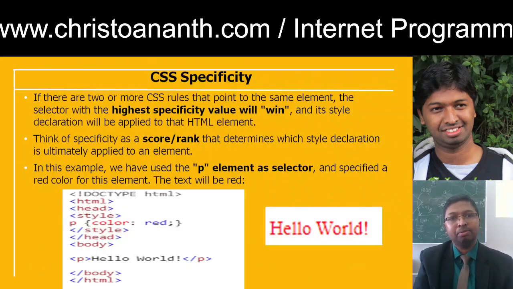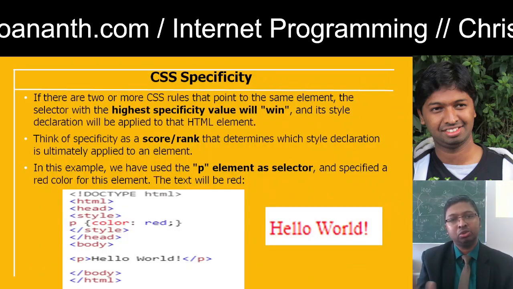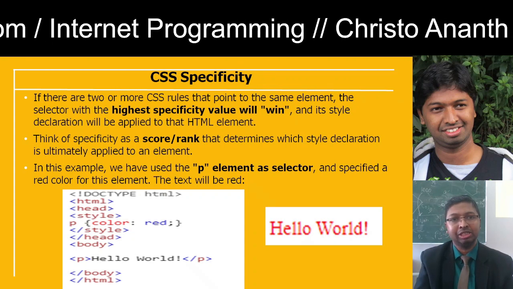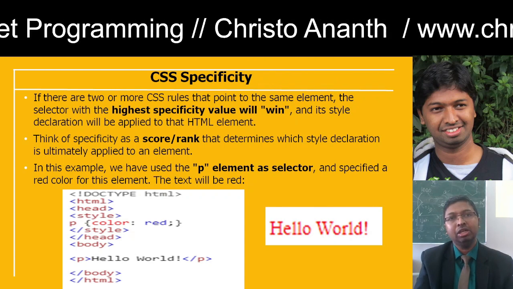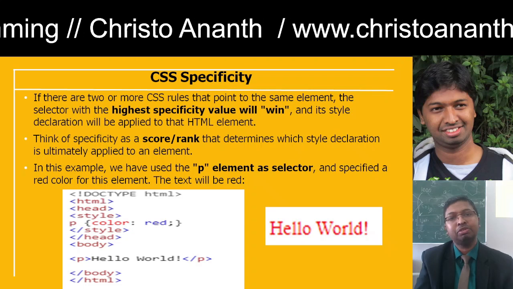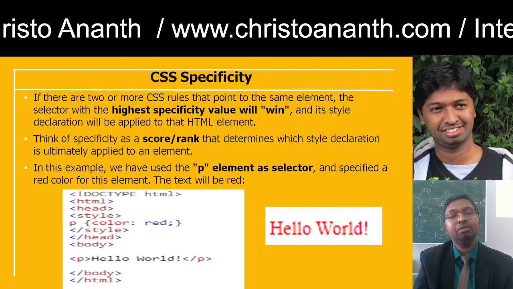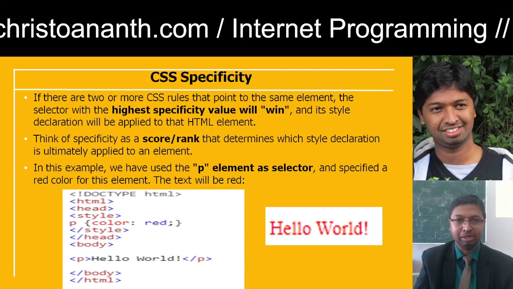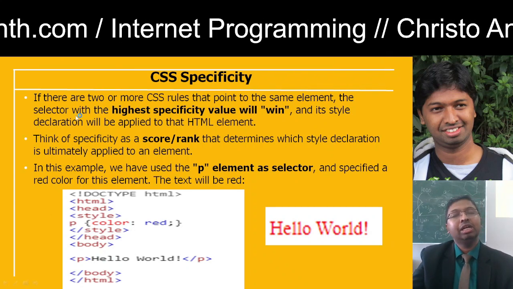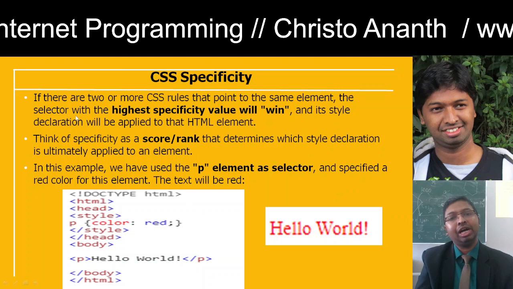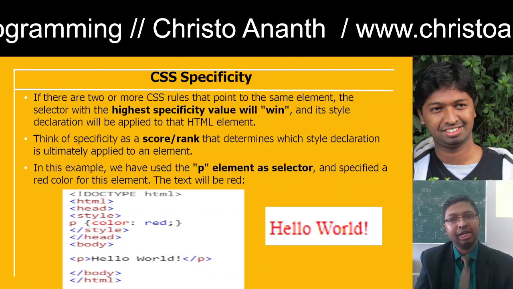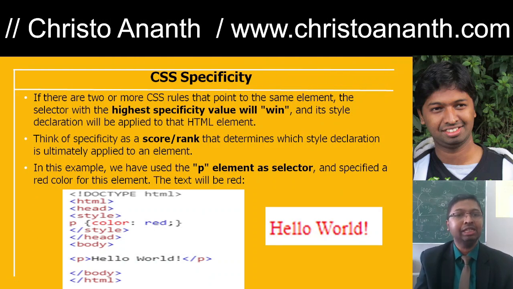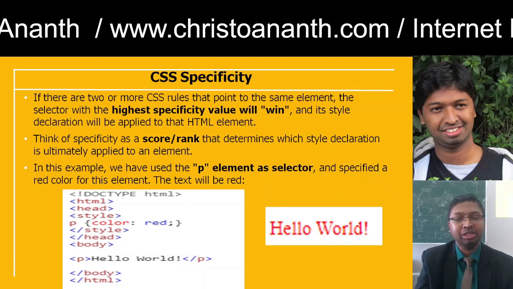In the case where there are two or more CSS rules to be applied, definitely the one with the highest specificity value will be given more consideration, and its style declaration will be applied to that HTML element. You can regard specificity as a score or rank, which determines the style declaration that is actually applied to the element.